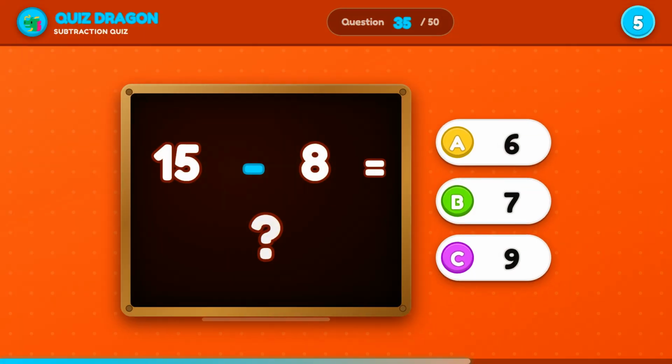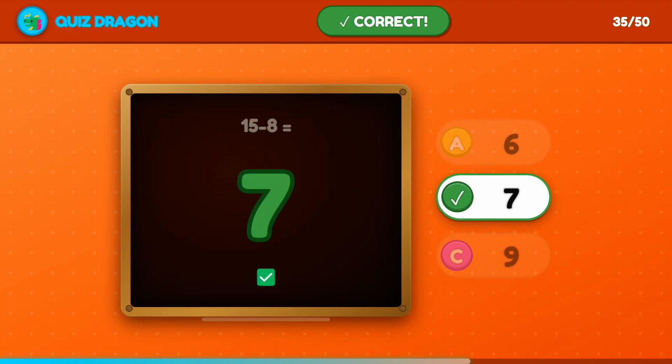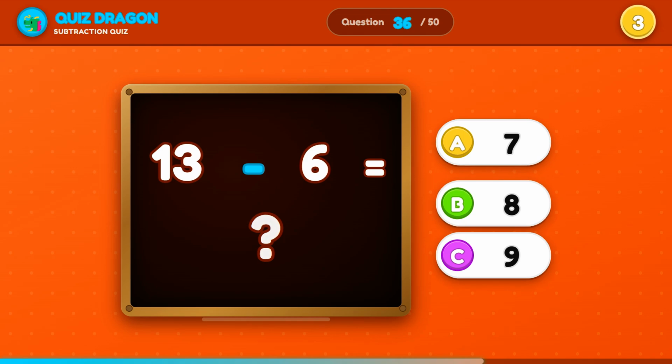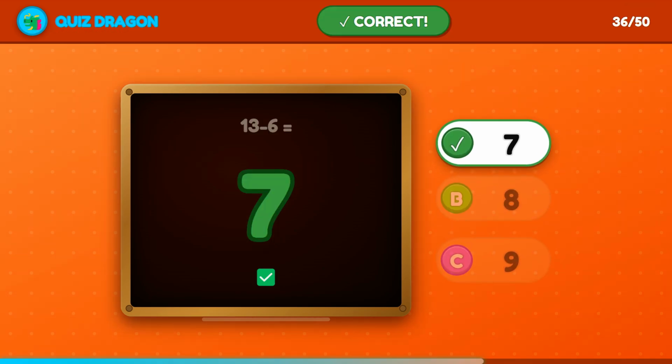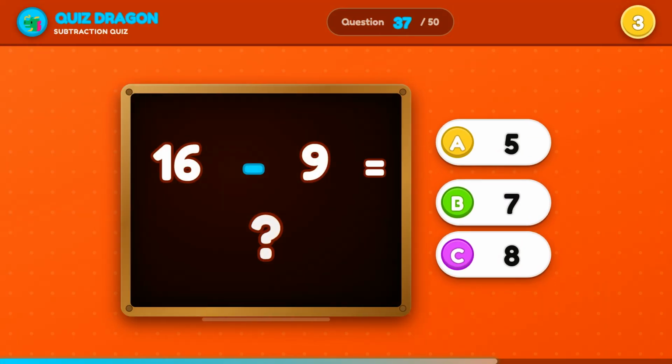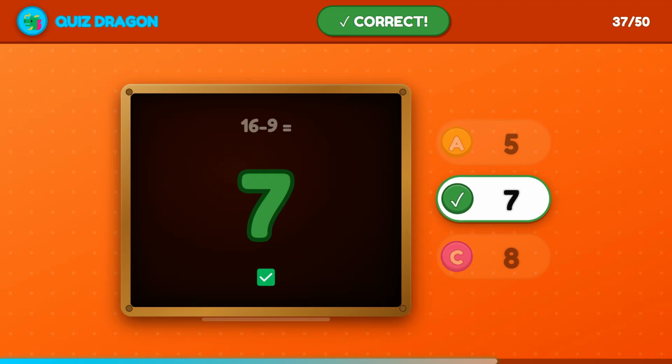Number 35. 15 minus 8 equals. The correct answer is B, 7. Question 36. 13 minus 6. What's the answer? The correct answer is A, 7. Question 37. What is 16 minus 9? The correct answer is B, 7.